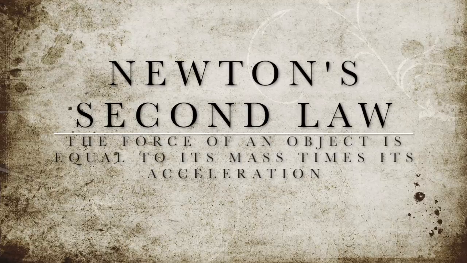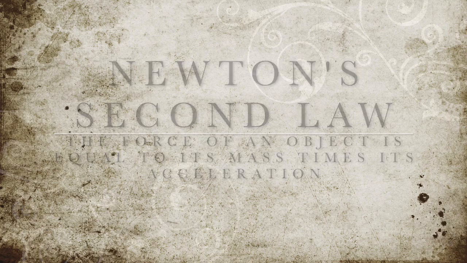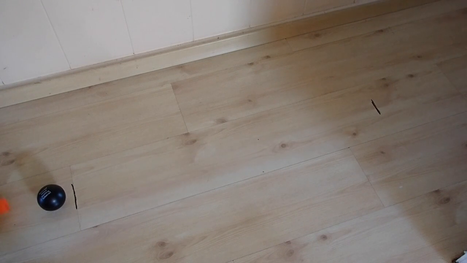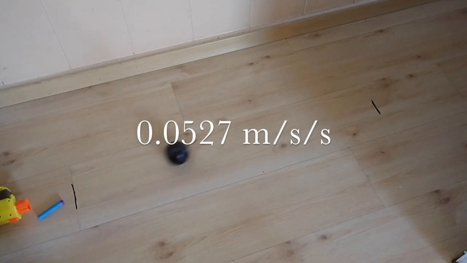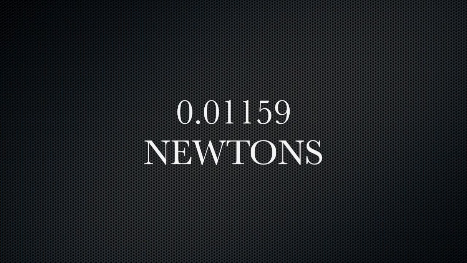Newton's second law is, the force of an object is equal to its mass times acceleration. My first example demonstrates the second law because the stress ball has a mass of 0.022 kilograms and it accelerated at a rate of 0.0527 meters per second. The force was 0.01159 newtons. I know this because I multiplied the mass by the acceleration.